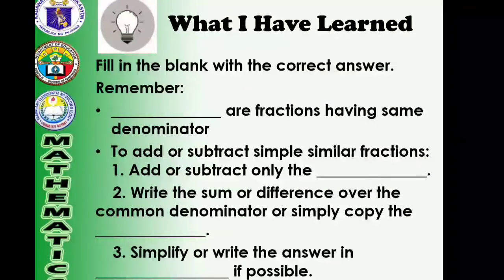Now, fill in the blank with the correct answer. Blank are fractions having the same denominator. To add or subtract simple similar fractions, first, add or subtract only the blank. Write the sum or difference over the common denominator by simply copying the blank. Simplify or write the answer in blank if possible.